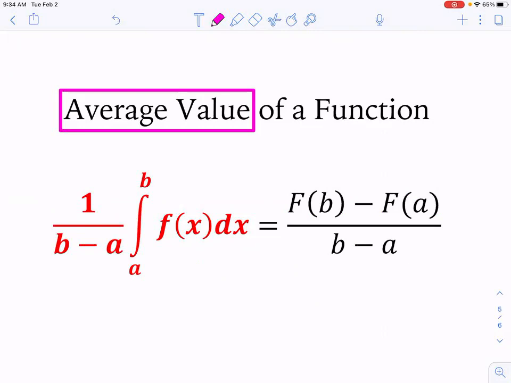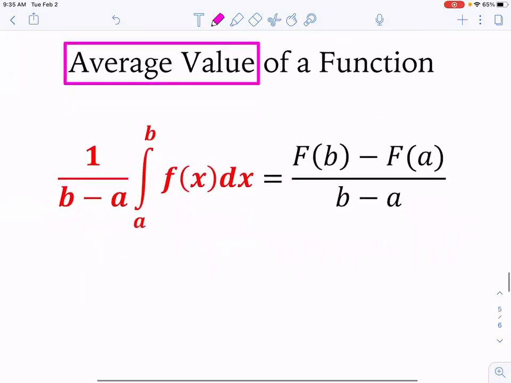What's in red is the most important, okay? What's in black is just basically the fundamental theorem of calculus applied to it, okay? Yes. The big F is the antiderivative. Correct. Big F, little f. Do you have a question or is this a stretch? Okay.